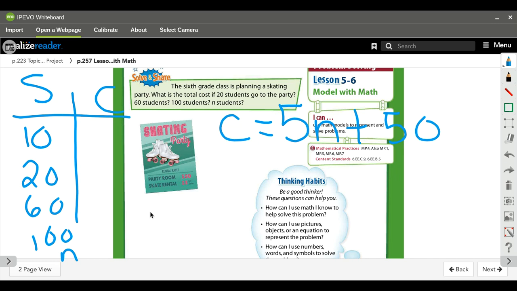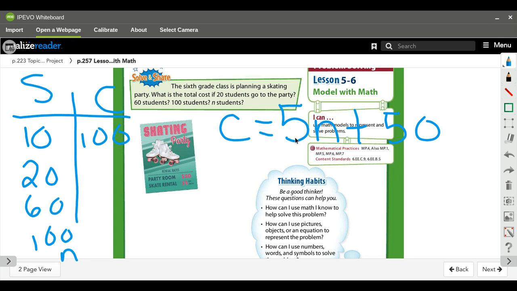And so what this is going to do is now I know what it's going to cost for n students. So I just found the solution for n, but I need to find out how much it's going to cost for 20 students, how much it's going to cost for 60 students, and how much it's going to cost for 100 students.